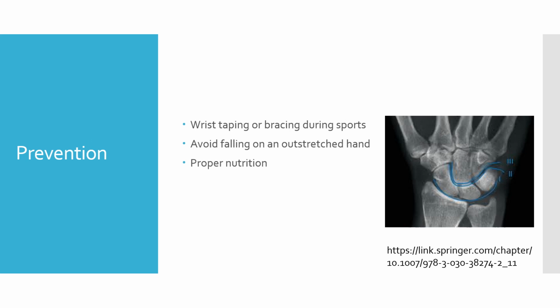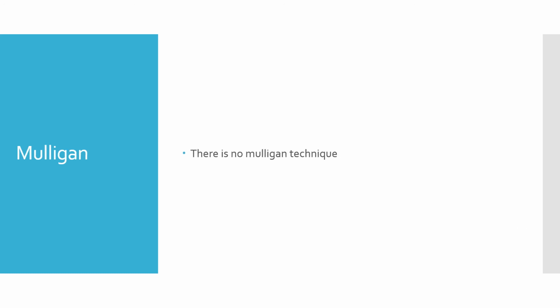Prevention can be wrist taping or bracing during sports, avoiding falling on an outstretched hand, and having proper nutrition. There is no Mulligan technique.